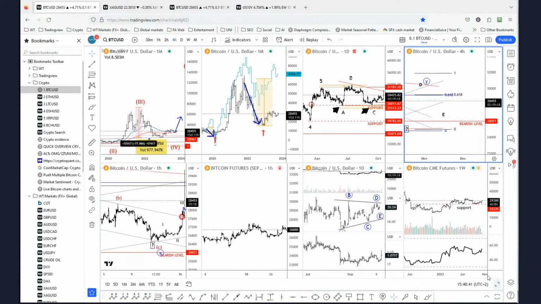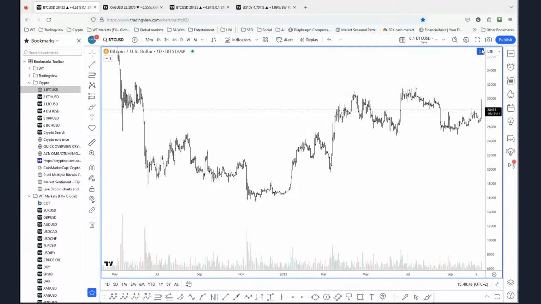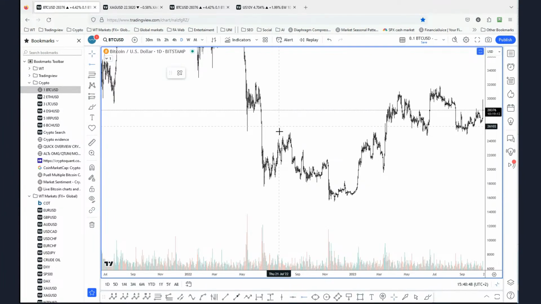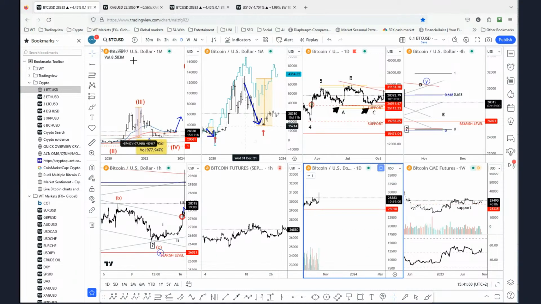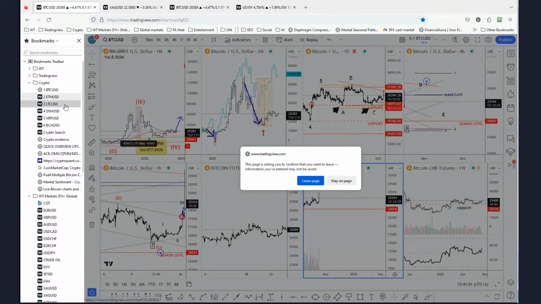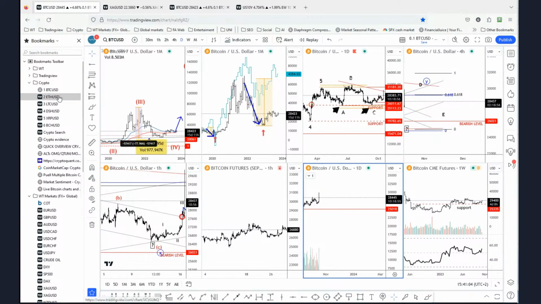Still, major supports have obviously been retested. You can see clearly here that this is some kind of a bull-bear line. As long as we are above that, I think that Bitcoin has a chance to break 32,000 at some point. Also, if we take a look at Ethereum.